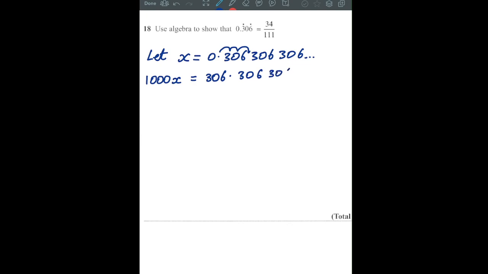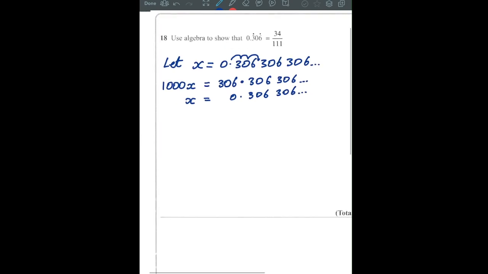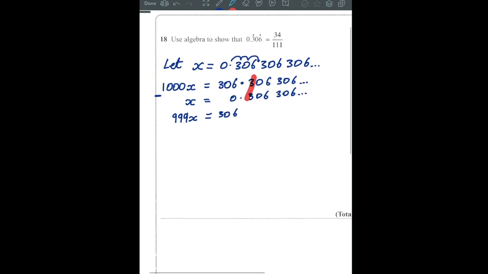306.306306. Well, now you'll notice that both x and the 1000x, their decimal places line up perfectly. And for clarity, I will write that underneath and line up the decimal places. Well, if the decimal places line up this perfectly, if I subtract these 2 things, all of those decimal places disappear. On the left, I had 1000x and I've lost 1x. So I go down to 999x. On the right, I have 306, but everything else cancels.